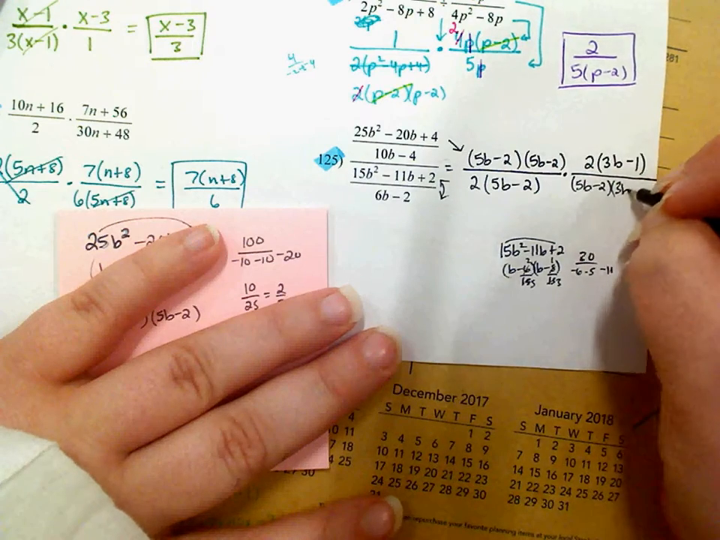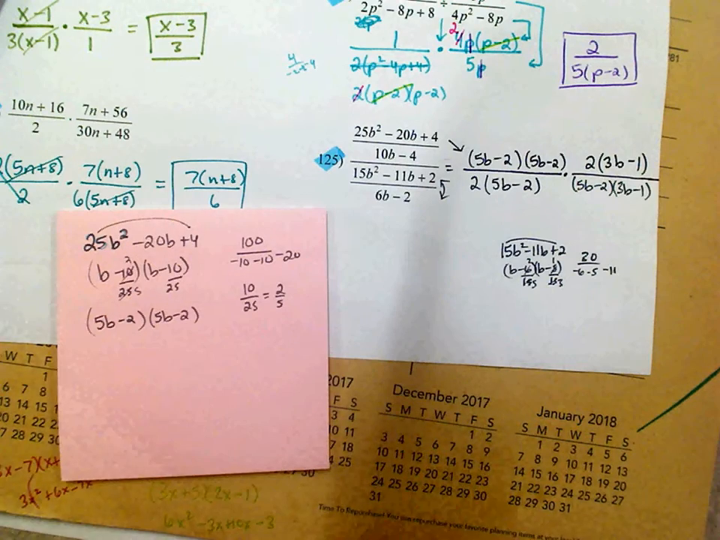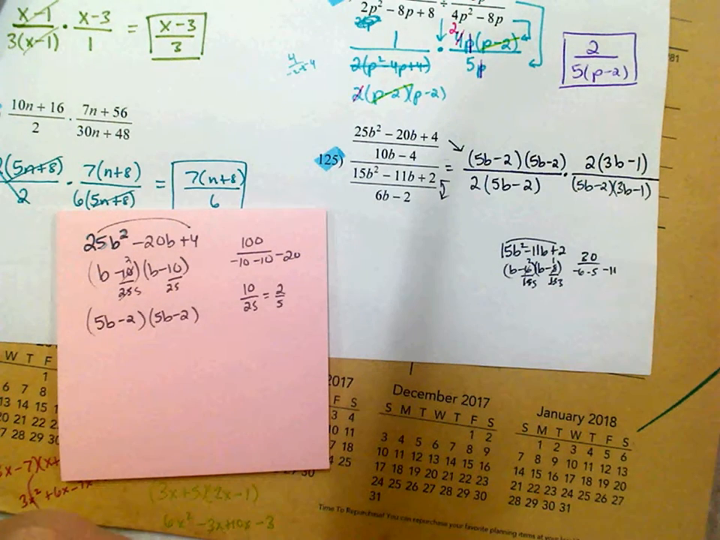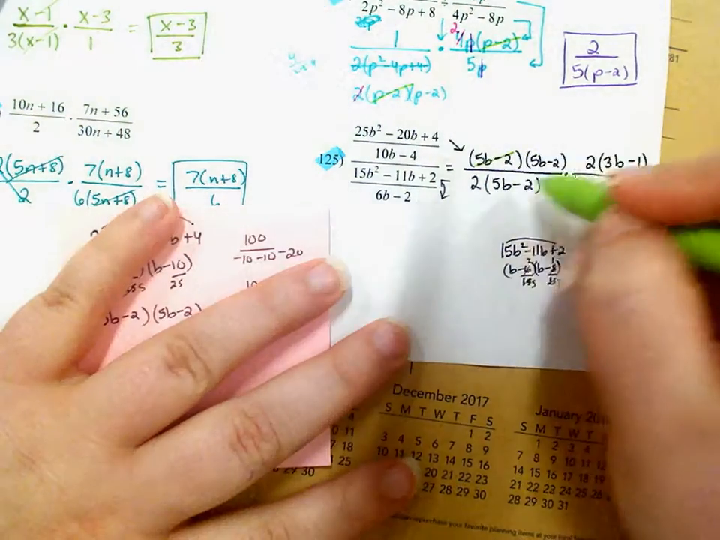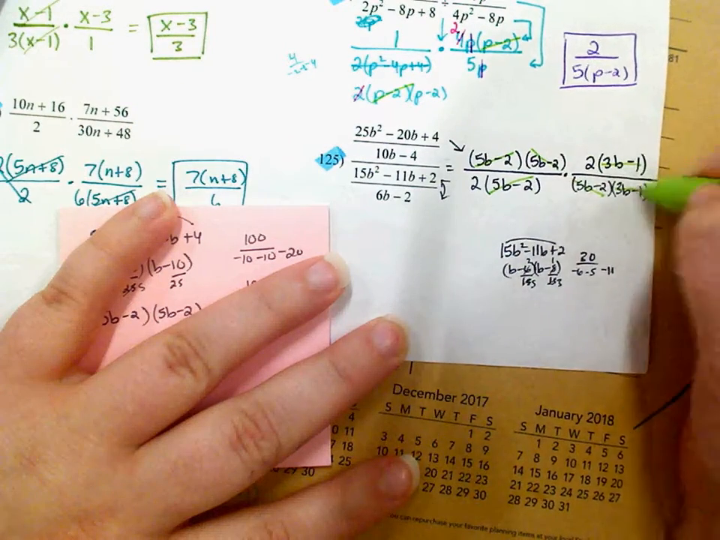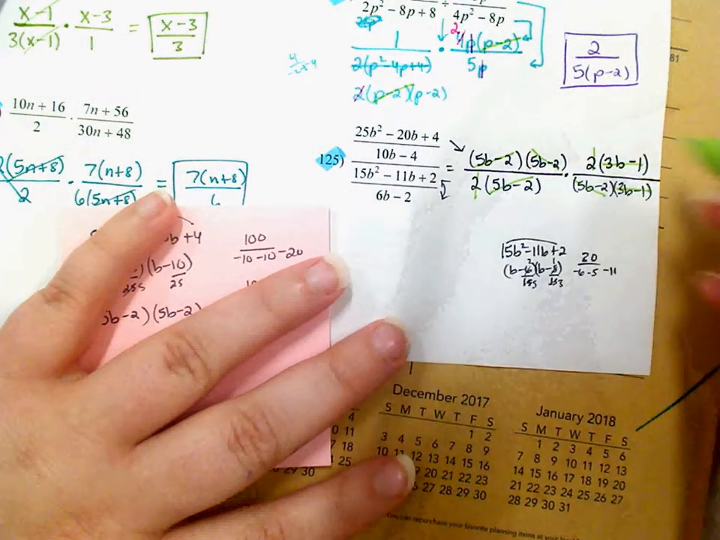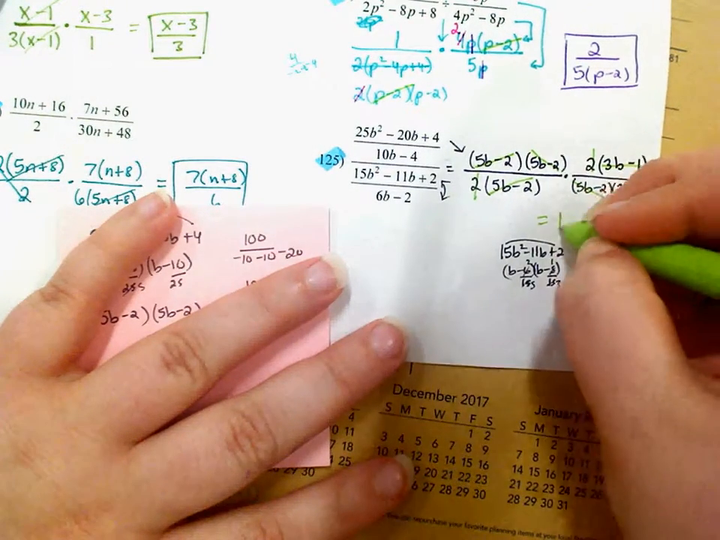Okay? So, now that everything is factored, we simplify. The 5b minus 2 factors all cancel, the 3b minus 1 factors cancel, and a 2 divided by 2 is 1. So basically I'm left with 1 divided by 1, which is 1. And so that's my final answer, and that's the last problem.